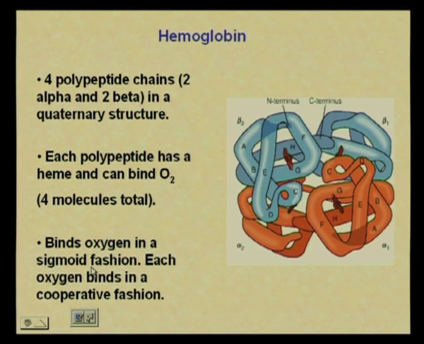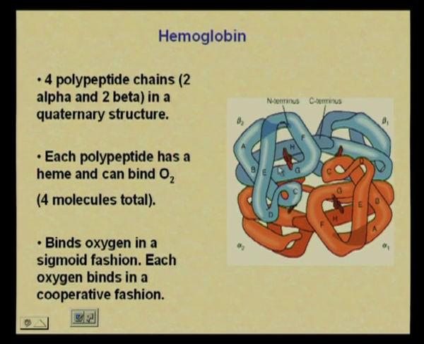If you remember what we mentioned for myoglobin, it was in a hyperbolic fashion, and this is in a sigmoidal fashion, and each oxygen binds in a cooperative manner. This is what I mentioned in one of the earlier classes, that now you recognize that these hemes are going to bind an oxygen each. As soon as one heme binds an oxygen, it facilitates the binding of the oxygen to the other hemes, which is what is meant by cooperativity.